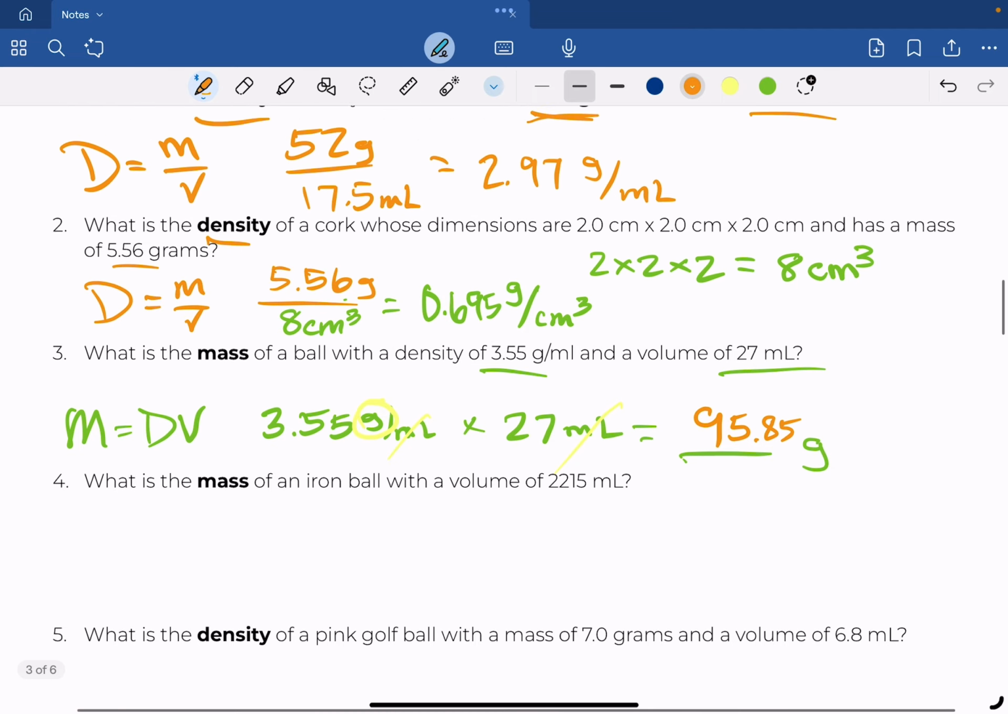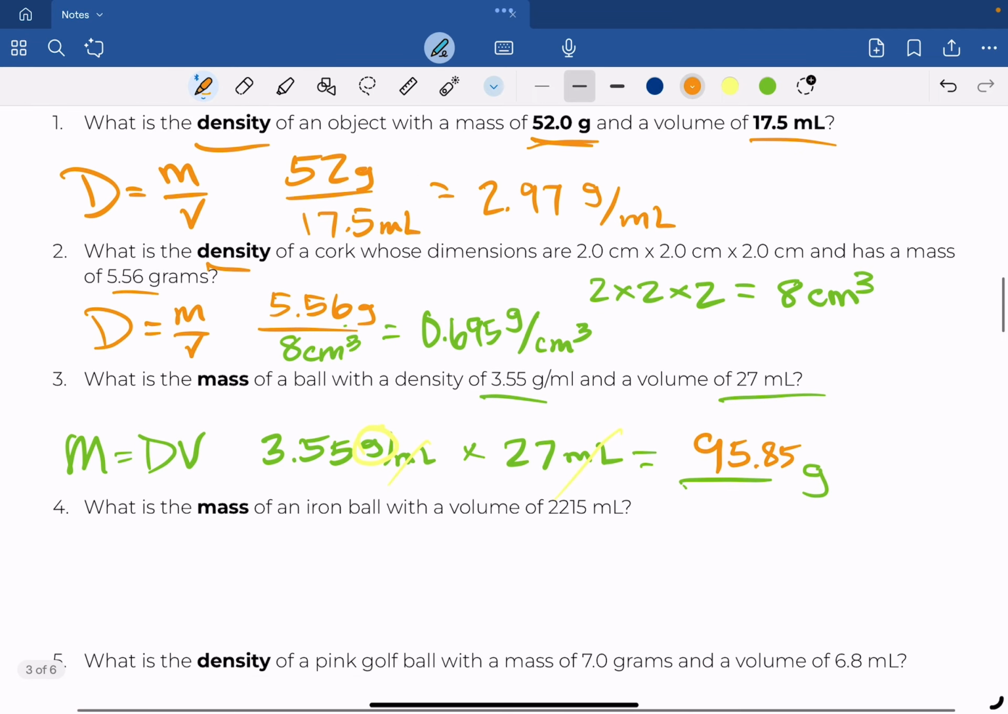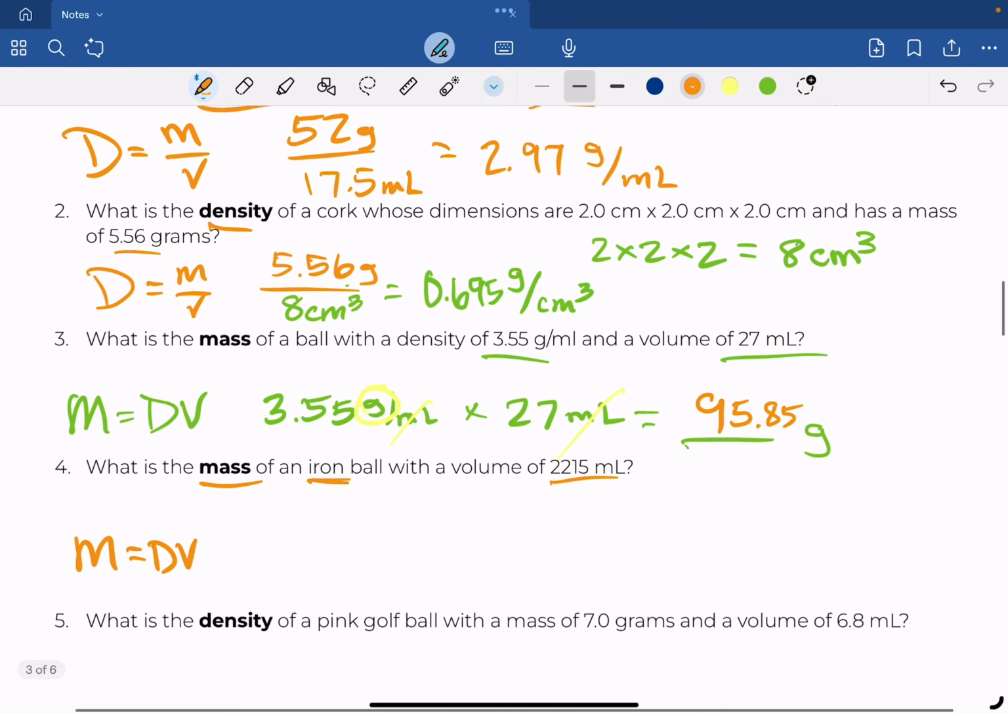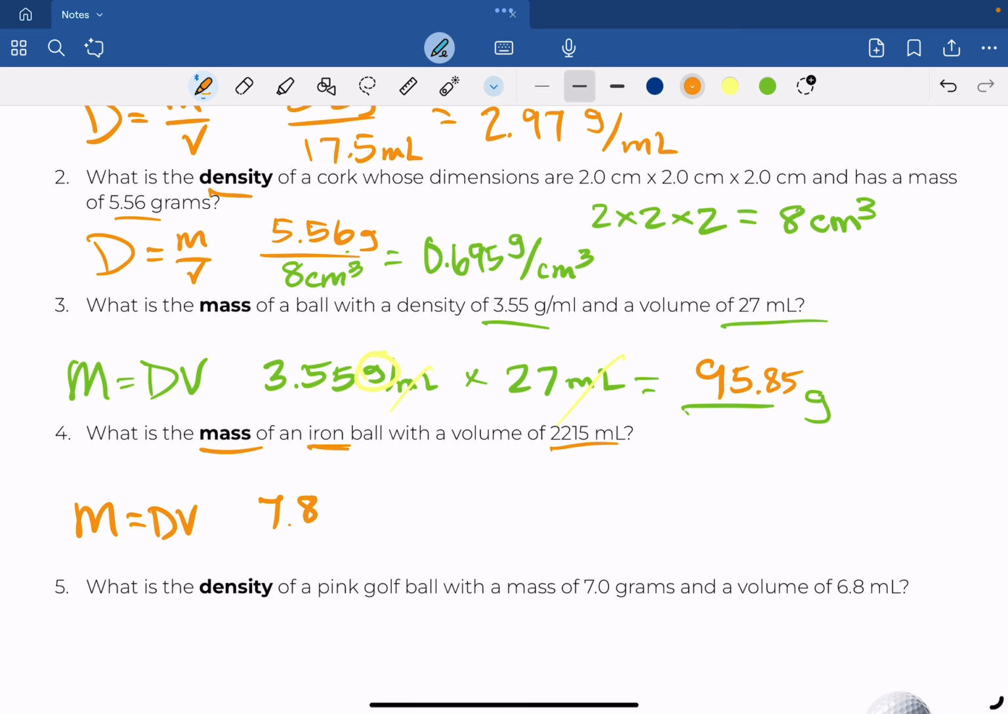Awesome. Number 4, here's where we're going to use that chart on the top because it tells us that we need to know the mass of an iron ball with a volume of 2,215 milliliters. All right, so mass equals density times volume. In this case, we don't know our density yet, but if you look up at the chart, find density of iron, it's 7.87. Just going to use grams per milliliter, and we're going to multiply that by 2,215 milliliters.